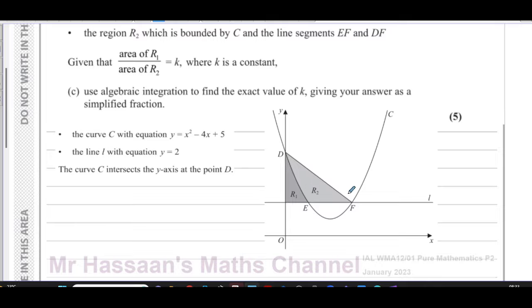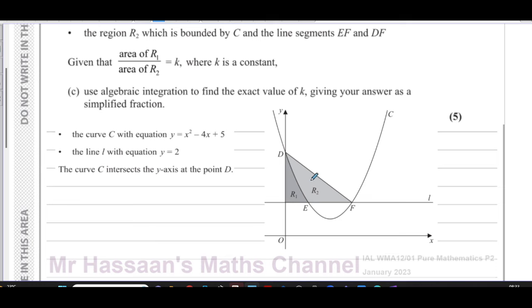Now, given that the area of R1 divided by the area of R2 is equal to K, where K is a constant, use algebraic integration to find the exact value of K, giving your answer as a simplified fraction. So we want to find the exact value of K, so we have to find the area of R1 and the area of R2 and then divide them, and that will be K.